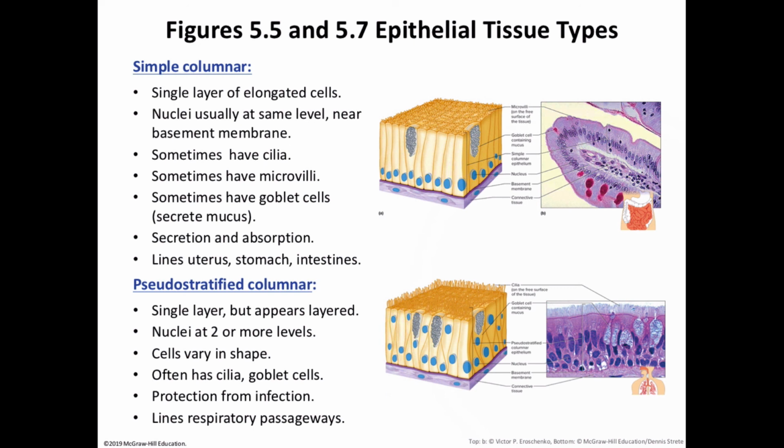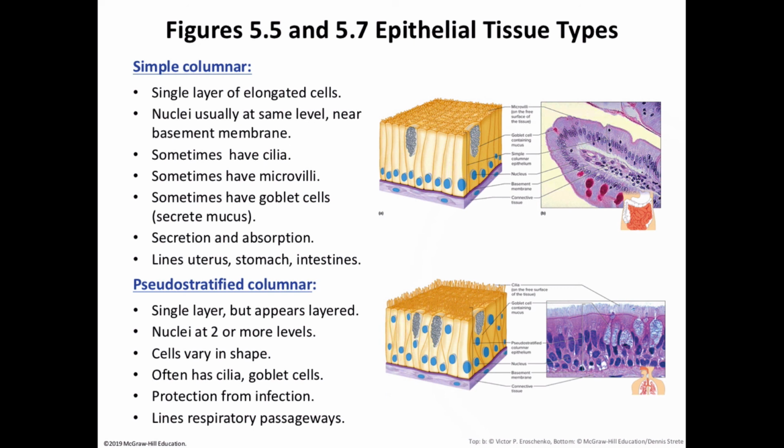So with the simple columnar, the cilia here are found in the female reproductive tract. So here, by way of the uterine tube, it's moving that oocyte in order for implantation to eventually occur, after fertilization. There are also areas in the body that have simple columnar epithelium that is not ciliated. That will be found in the uterus itself as well as in the digestive tract, even in the stomach and small intestines.